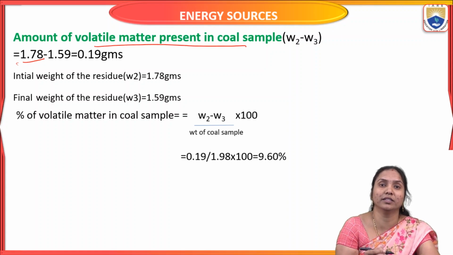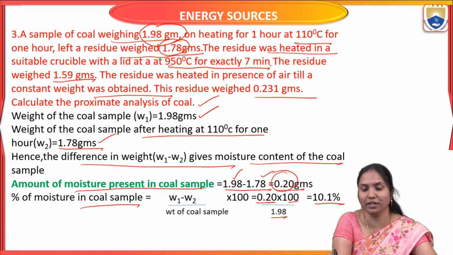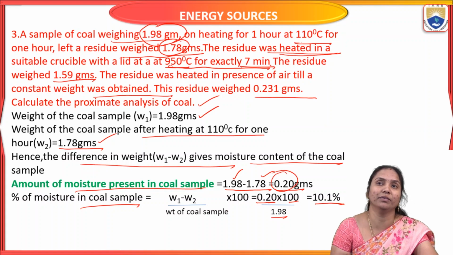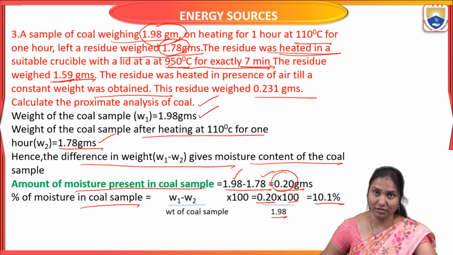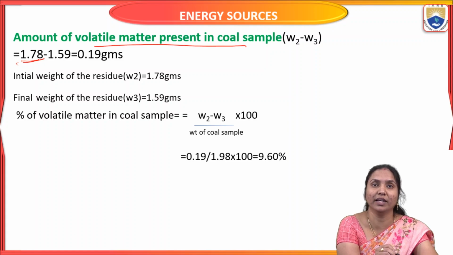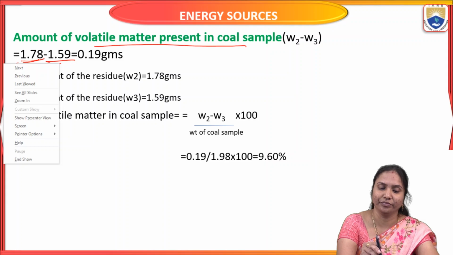After closing with a lid and heating in the electrical furnace, you can calculate the volatile matter here. We heat it with the lid at 950 degrees centigrade for exactly 7 minutes. The weight before heating is 1.78, and after heating at 950 degrees centigrade for 7 minutes exactly, the weight of the coal sample is 1.59.